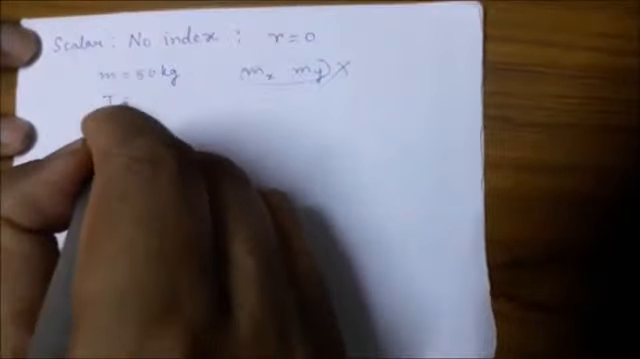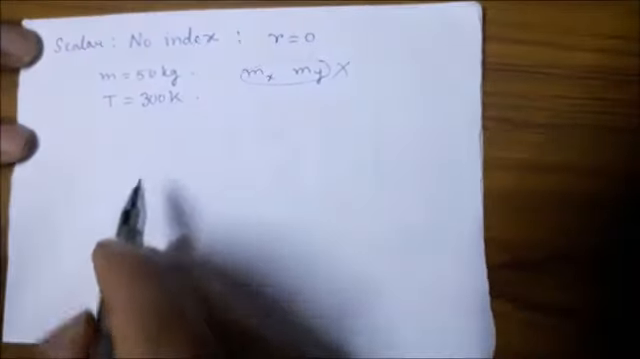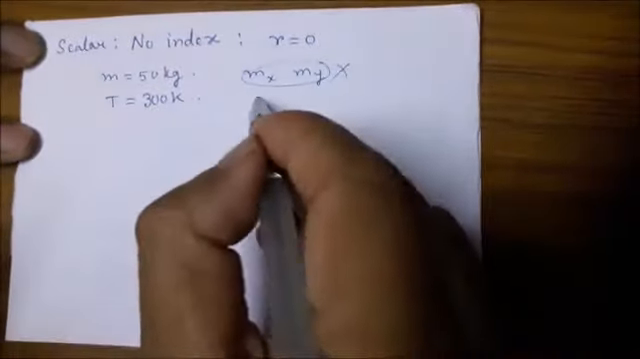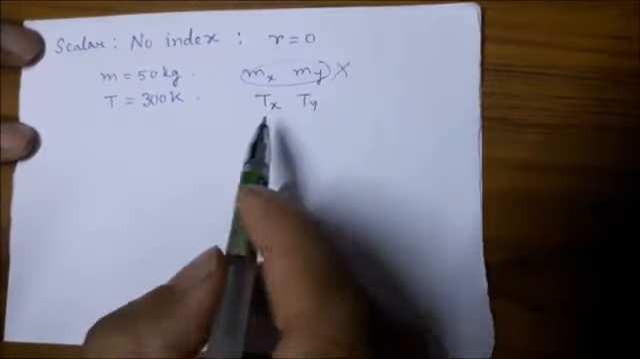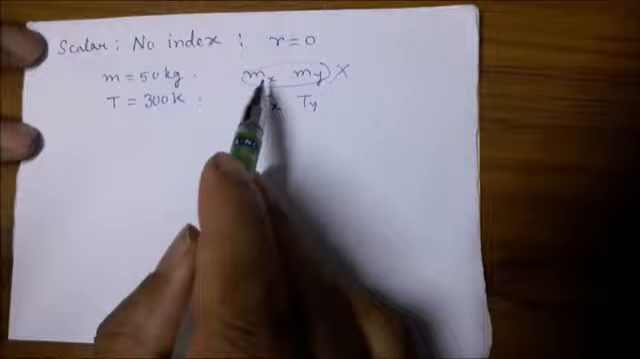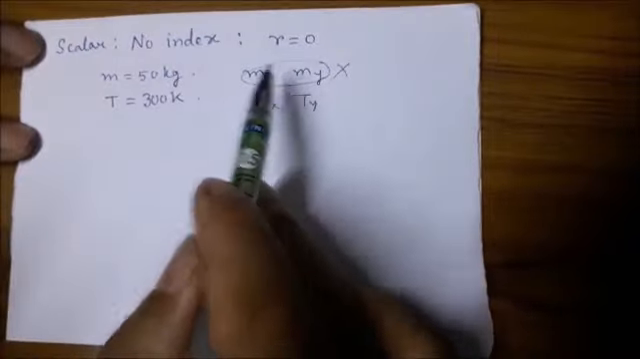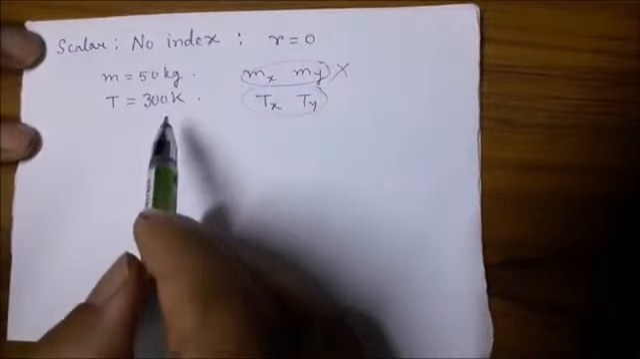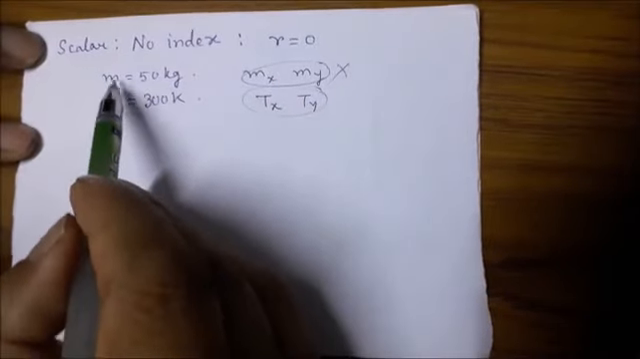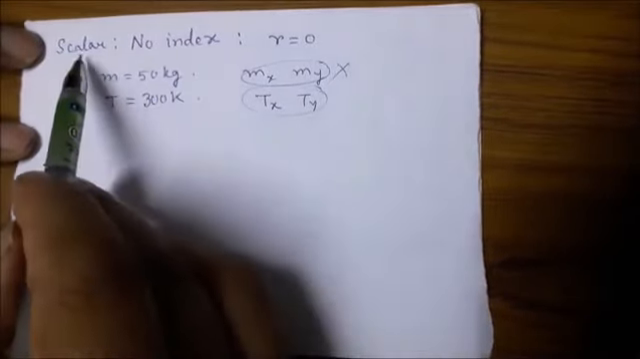Temperature of a room T is 300 Kelvin. So this is how we write, and we do not write it as Tx or Ty, or a component of temperature, component of mass. These make no sense. So it is clear that we do not require any subscript or superscript to describe a scalar.